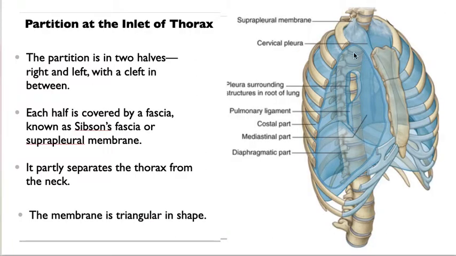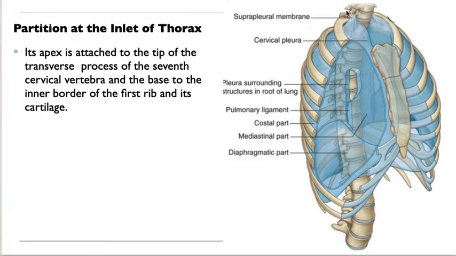Partition at the inlet of the thorax. The partition is in two halves, the right and left, and there is a cleft in the middle. Each half is covered by a fascia called the Simpson's fascia, or the suprapleural membrane. It is separating the thorax from the neck, and this is roughly triangular in shape. Now, the apex of this membrane is attached to the tip of the transverse process of the seventh cervical vertebra and the base to the inner border of the first rib and its cartilage.